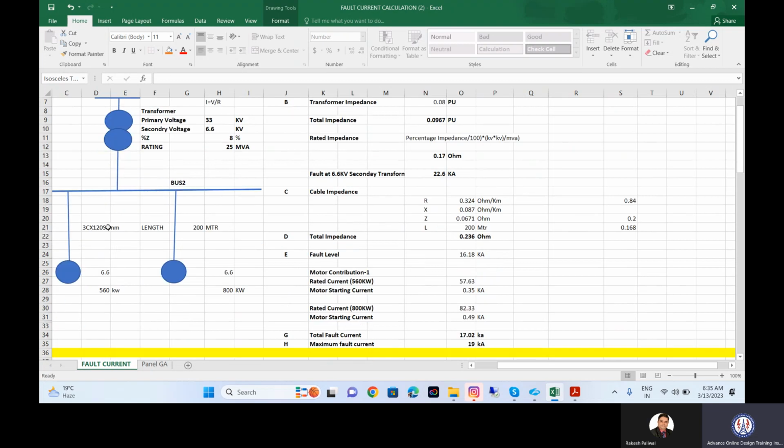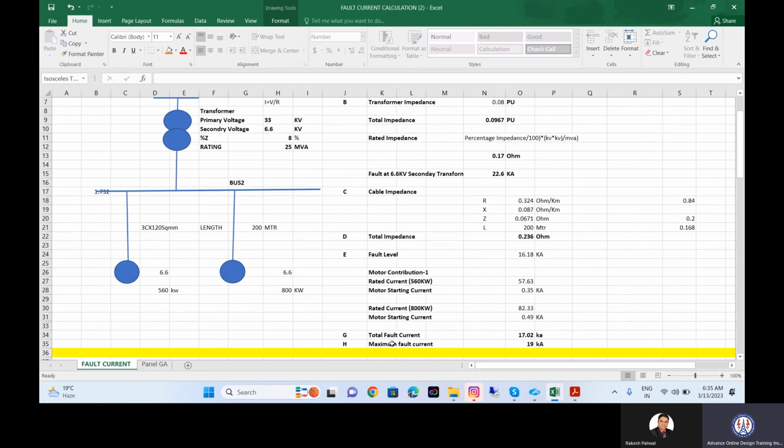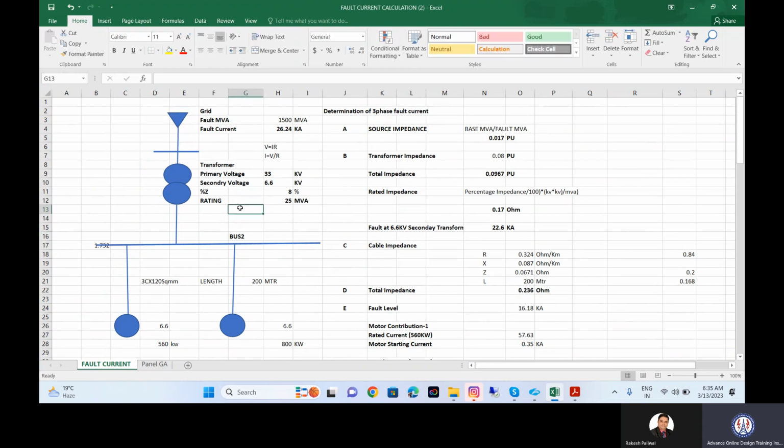Now, after this transformer, there are two motors connected. So, like this, many systems will be there in your company, and we can determine the fault current. The simple thing which I am doing is I am just calculating the impedance and dividing the voltage by it. So first it is a grid. From the grid I am getting the supply of 33 kV, and this is the fault current, fault MVA, which is coming from the source.